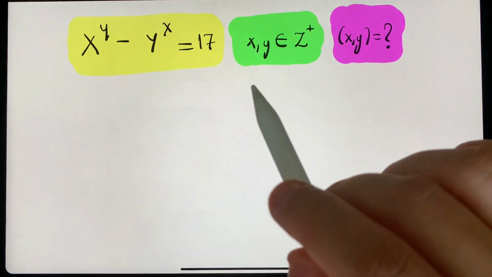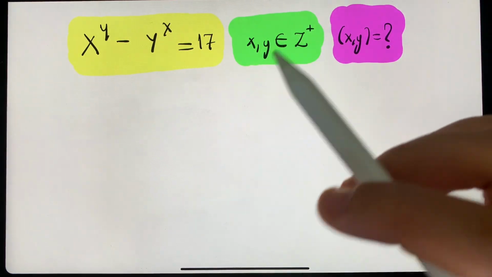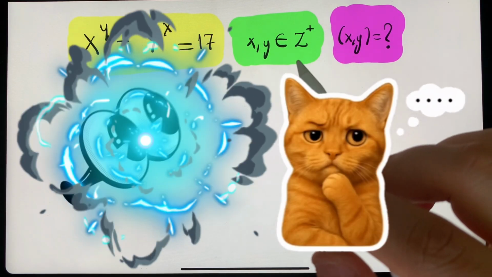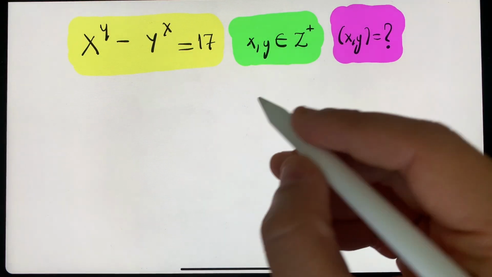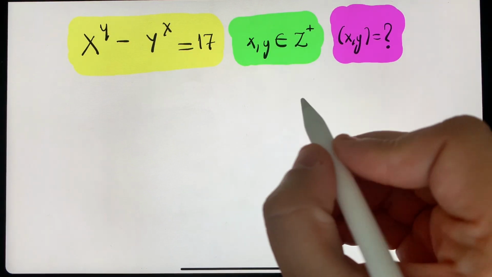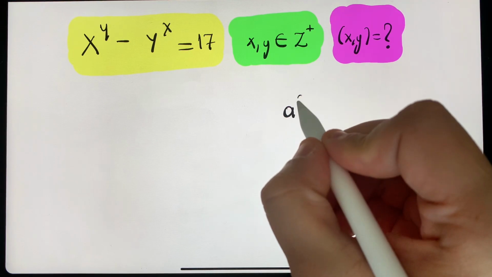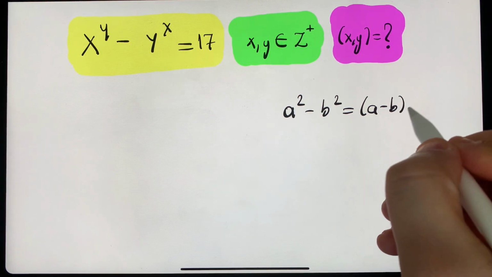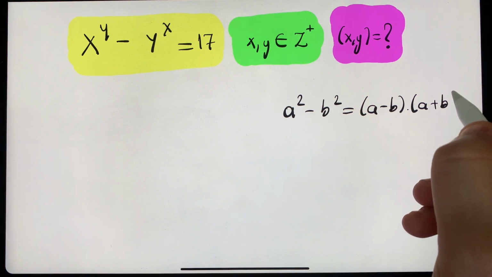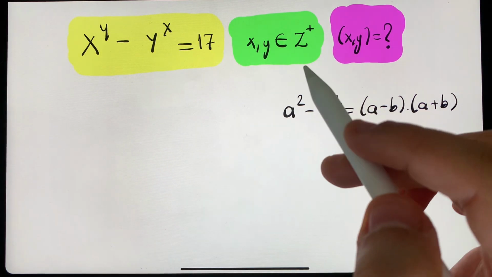Now, to solve this a little bit, we need to do some magic. What can we do? Let's try to get a difference of two squares. What do I mean? Let's remember the difference of two squares: a squared minus b squared is equal to (a minus b) times (a plus b). I need to get this expression here.